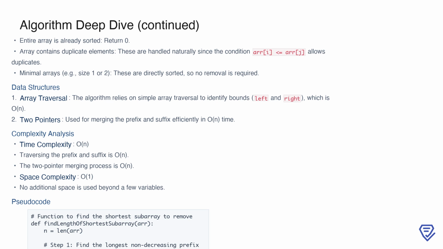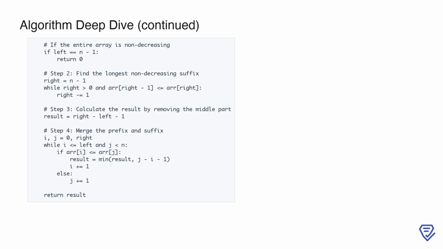Both operations are linear, resulting in an overall time complexity of O(n). The space complexity is O(1), as we only use a few variables for calculations. The pseudocode for this algorithm outlines the steps clearly.